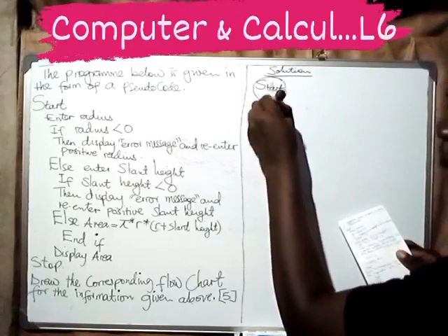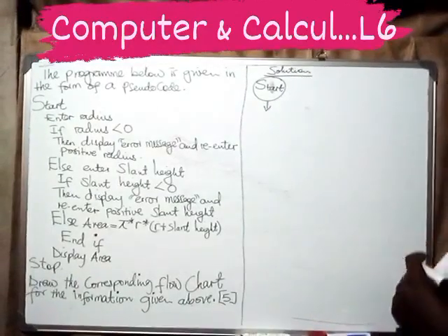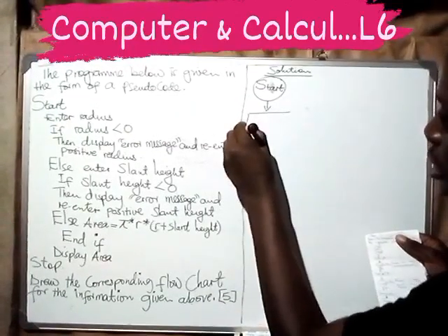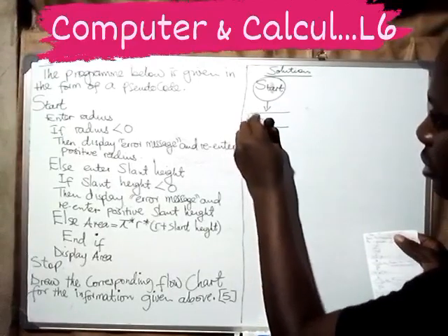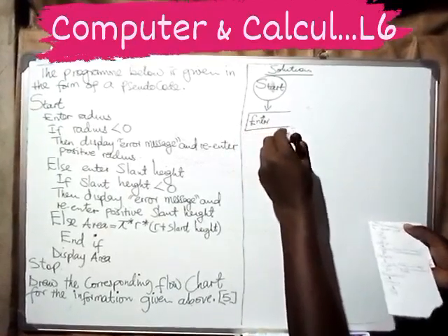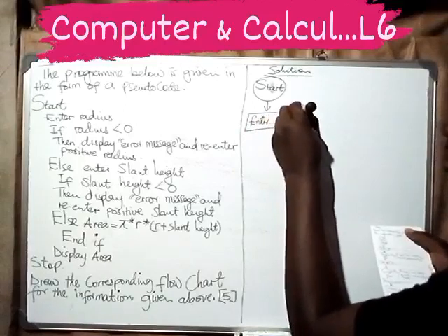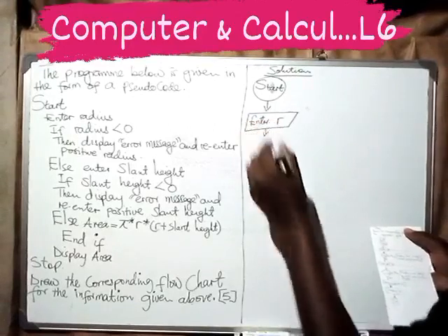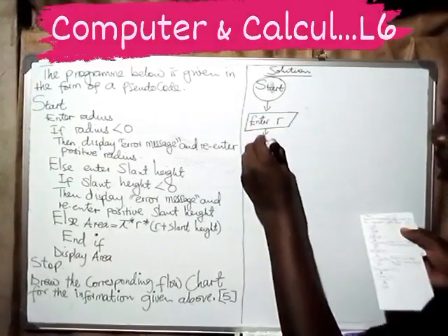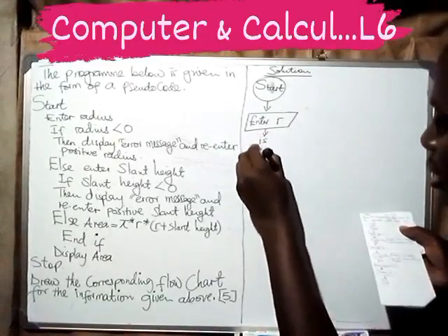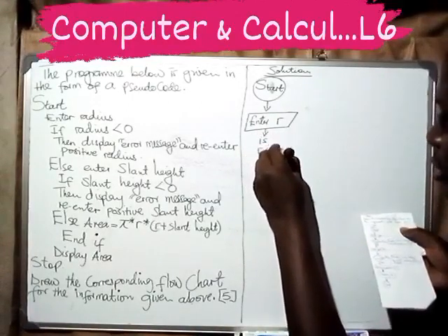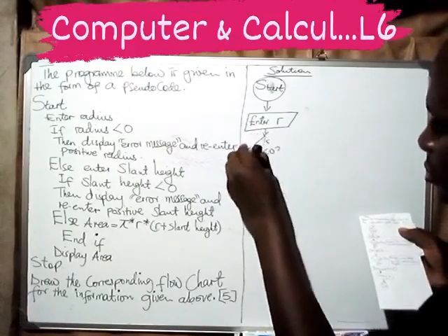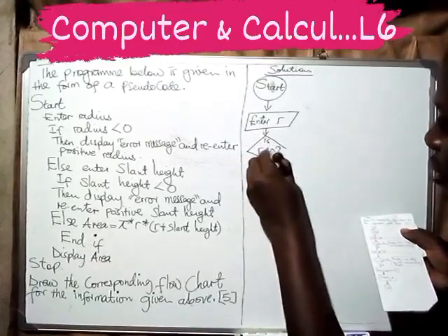After the start, the next shape we are going to have is the enter, just as we have been given there. The enter box is this. What are we entering? We are entering R. Why R? Because R is the symbol which stands for radius. After we enter the radius, we are going to have a decision box. Is R less than 0? So that is the question which needs to be answered.